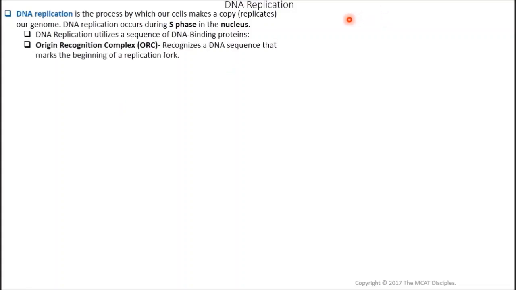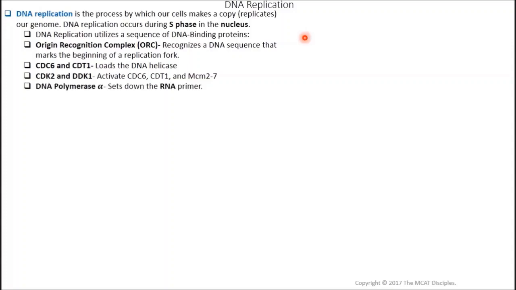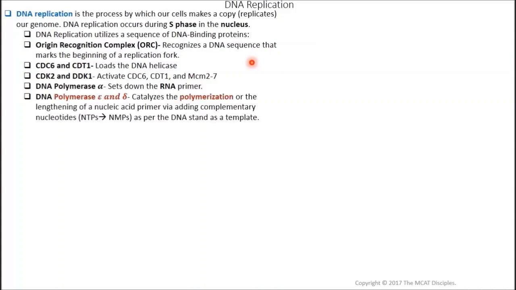The origin recognition complex recognizes the DNA sequence that marks the beginning of a replication fork. The CDC6 and CDT1 proteins load the DNA helicase. CDK2 and DDK1 activate CDC6, CDT1, and MCM2-7. DNA polymerase alpha sets down the RNA primer. It's not that it has to be RNA, but DNA polymerase alpha sets down RNA.